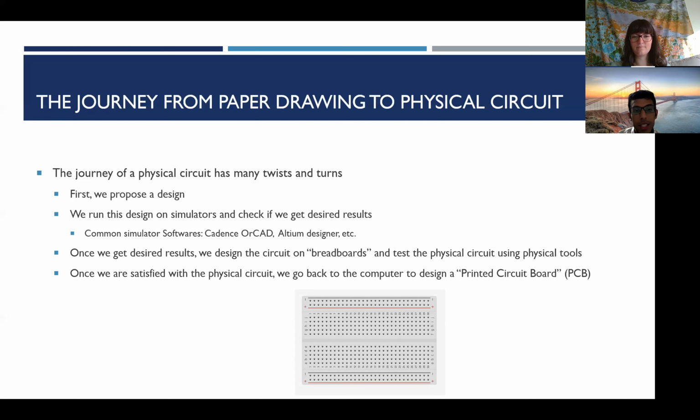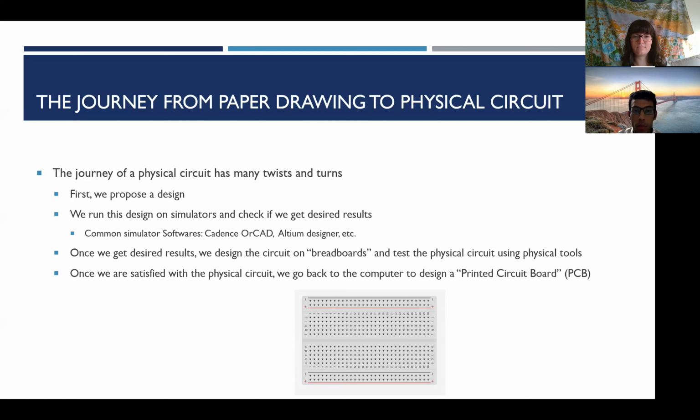So once we are satisfied with the physical circuit, we go back to our computer to design what is called a printed circuit board, or PCB. And basically what a PCB is, it's a much more compact version of the circuit. It doesn't have wires and elements sticking out of it. It's almost two-dimensional. It is the fancy kind of green circuit boards that you get to see when you open any kind of electronic gadget.